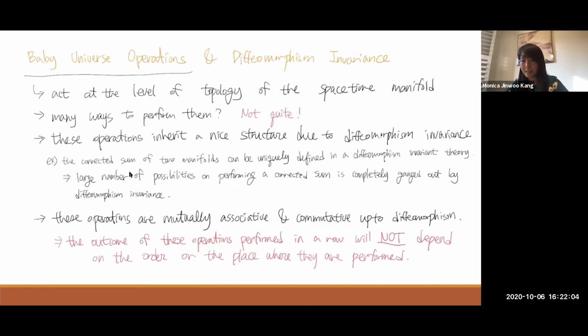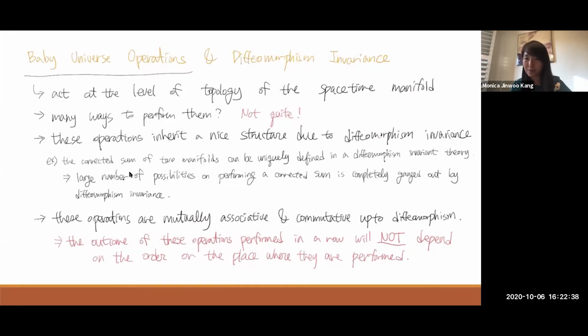What I really mean by that is, to give an example, when you have the connected sum to consider two different manifolds, it can be uniquely defined in a diffeomorphism invariant theory. So no matter how large the number of possibilities one might consider to perform a connected sum, it doesn't matter, because it'll be gauged out completely by diffeomorphism invariance. In fact, it actually does better. These connected sums and gluings, these operations, are mutually associative and commutative up to diffeomorphism from their topological properties.